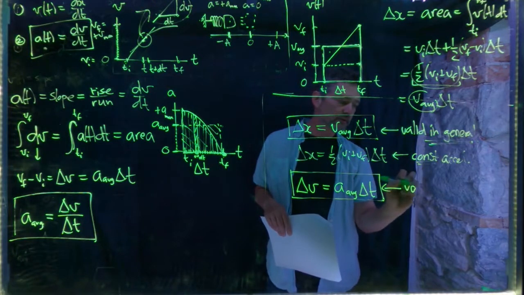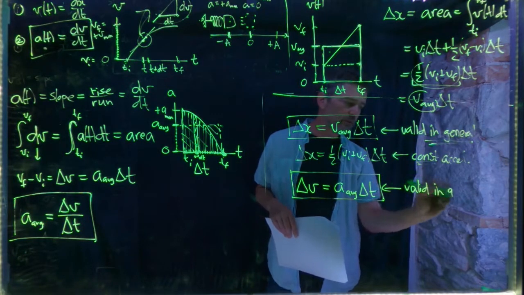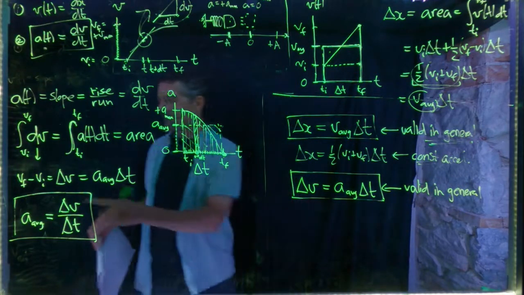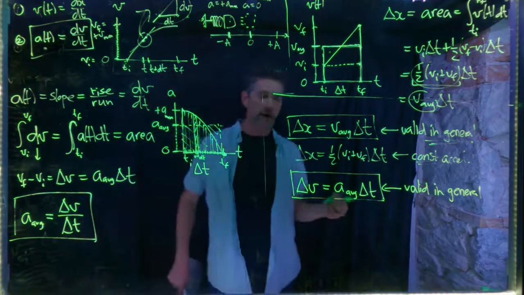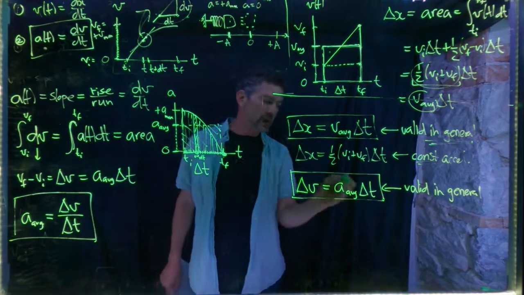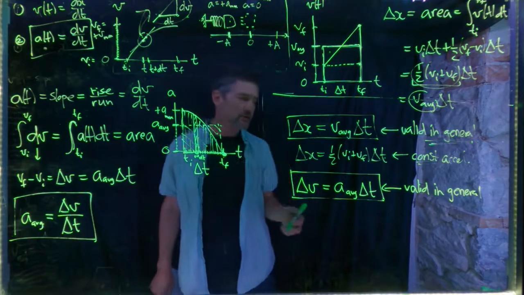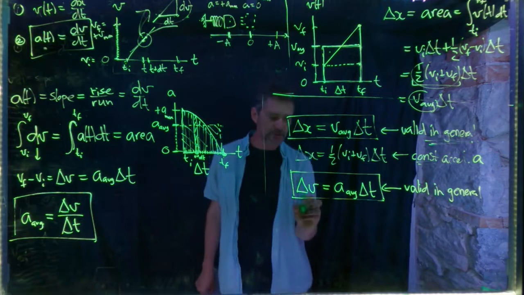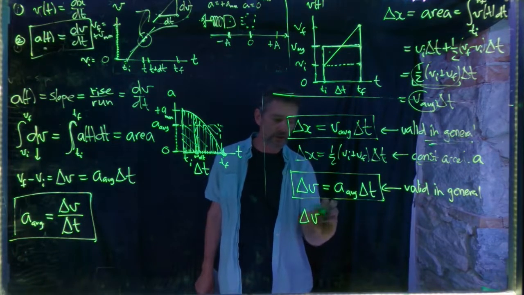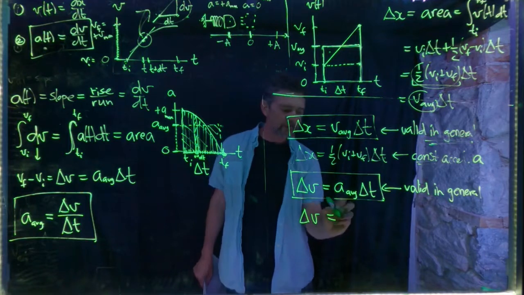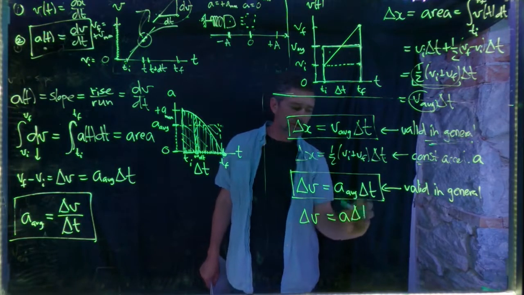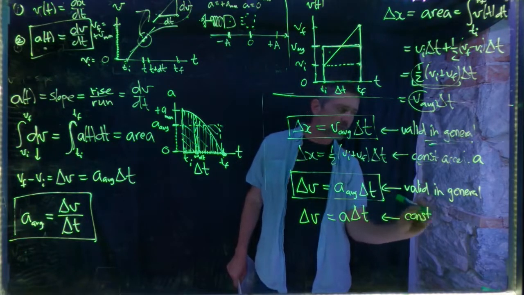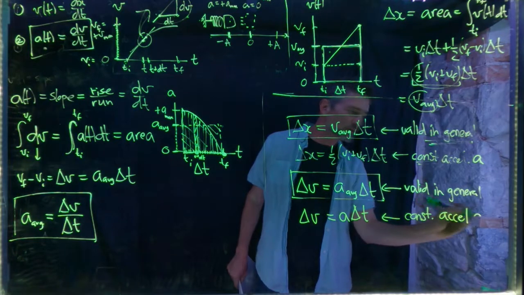This is valid in general, whether the acceleration is constant or not. In the case that the acceleration is constant, then the average acceleration is equal to that constant acceleration. So constant acceleration A here, we'll label it. In the case of constant acceleration, this formula becomes delta V is equal to the average acceleration, which is just the constant acceleration, times delta T. So this formula is valid only for constant acceleration A.